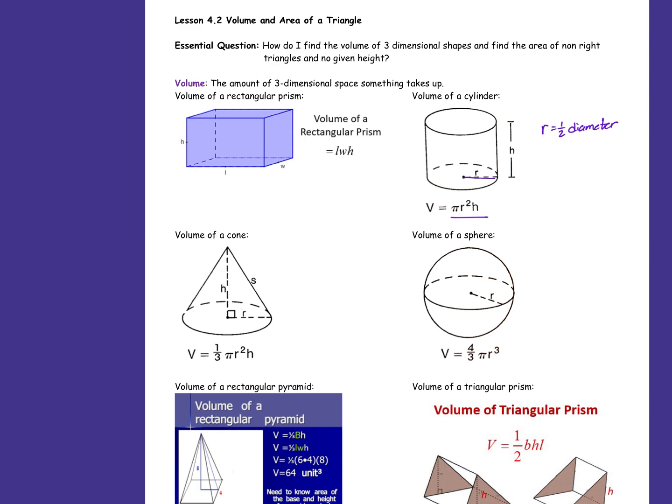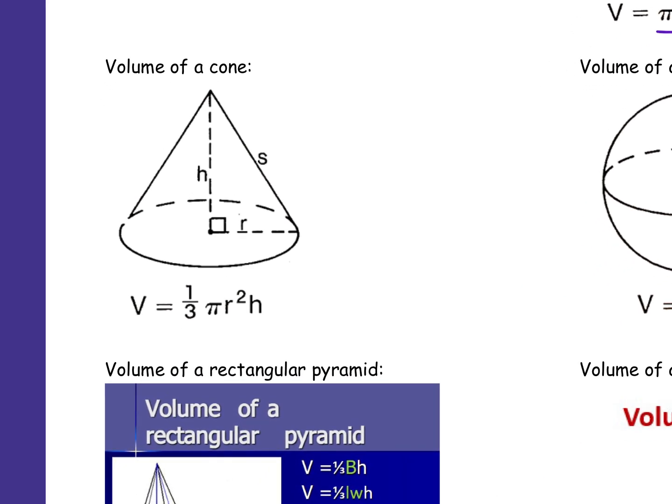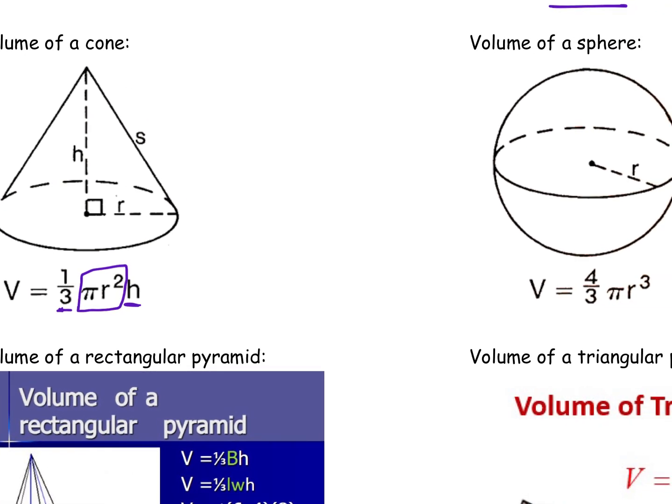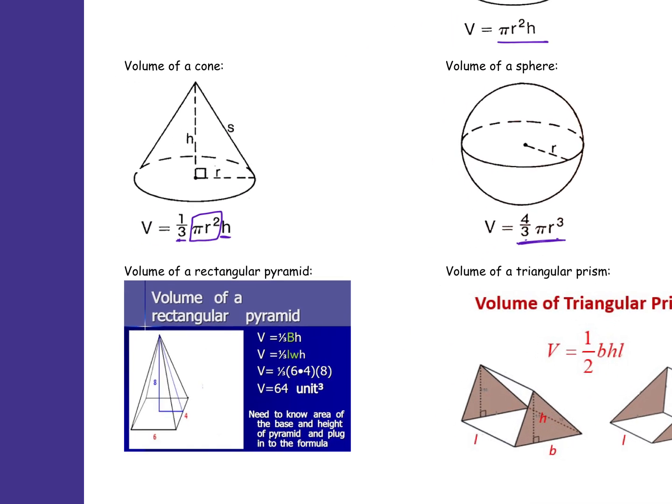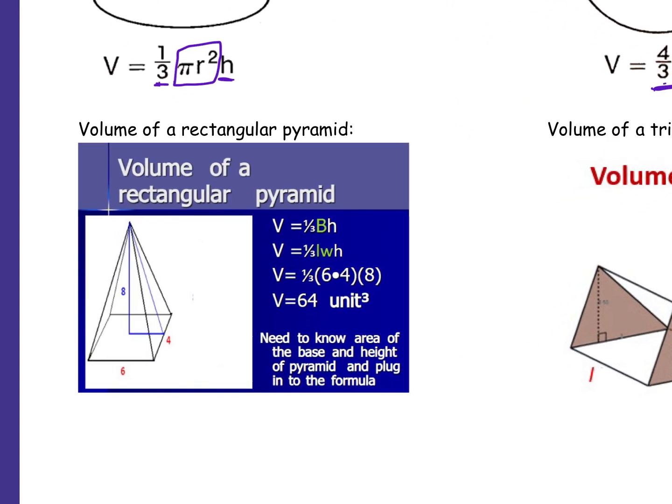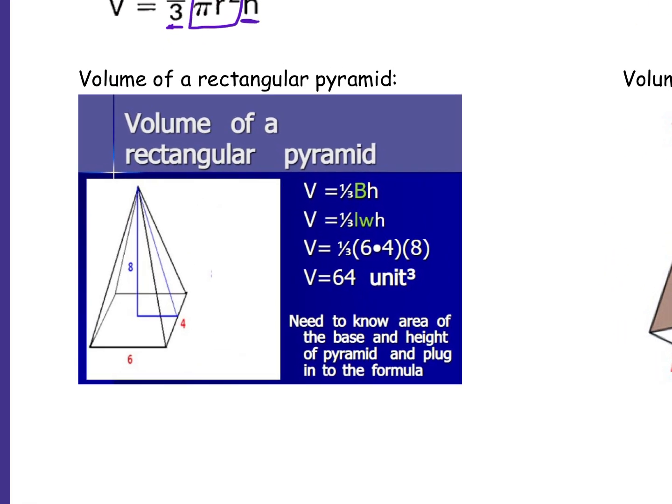Cone, again, is 1/3 pi r squared h. Pi r squared is the area of my circle, and then it's 1/3 times the height of my cone, if you want to think of it that way. Sphere, 4/3 pi r cubed. Again, r is half of my diameter. I tried to find good pictures. Some of them weren't so good.